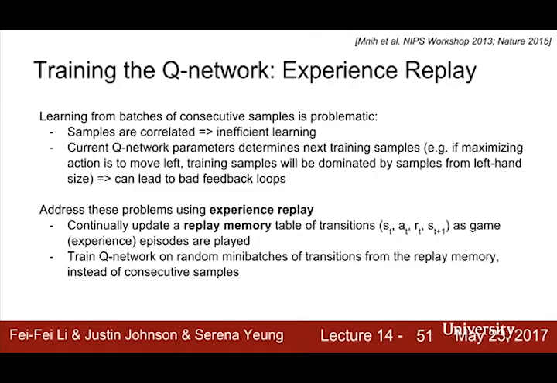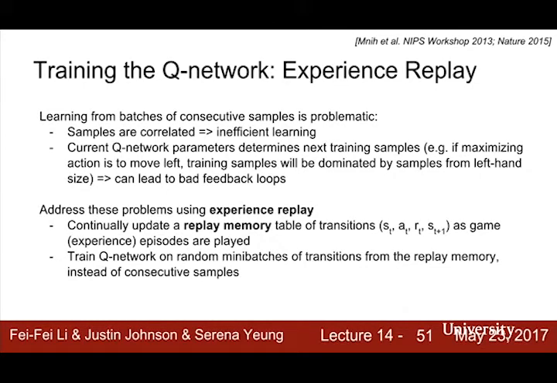And so the way that we are going to address these problems is by using something called experience replay, where we're going to keep this replay memory table of state, action, reward, next state transitions that we have. And we're going to continuously update this table with new transitions as game episodes are played, as we're getting more experience. Now we can train our Q network on random mini batches of transitions from the replay memory. So instead of using consecutive samples, we're going to sample across the transitions that we've accumulated, and this breaks all of these correlation problems that we had earlier.